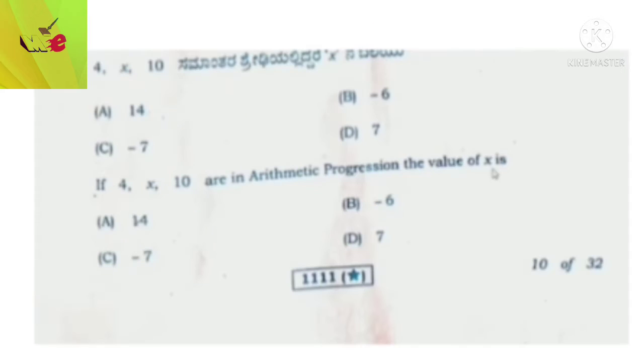Then 12th one: if 4 comma x comma 10 is an arithmetic progression, the value of x. The middle term of three terms means the sum of the first and third terms divided by 2. So that is 4 plus 10, 14, by 2. That is 7, option D.